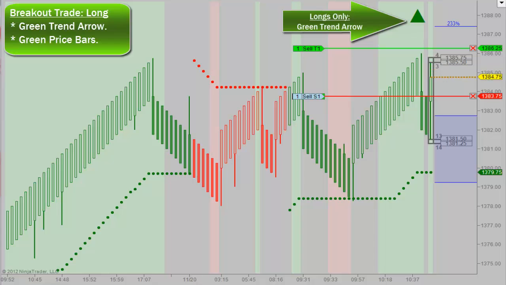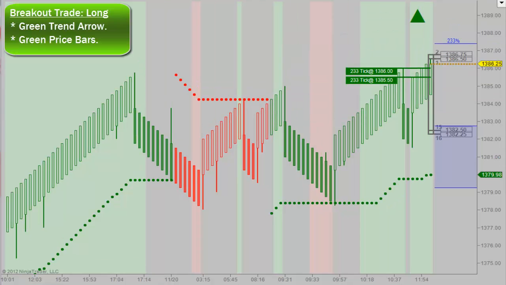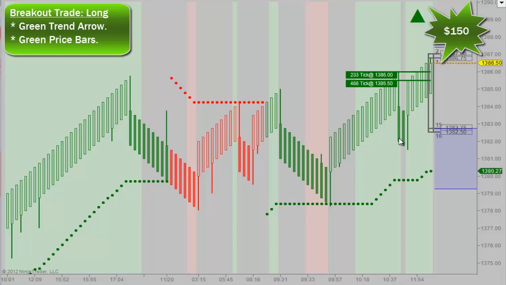The whole key is to have the green arrow and the green trend bars working together. All right, so there you go. There's our trade for today on the S&P E-minis using the Income Trader Breakout: green arrow, green price bars, making sure the market's in an uptrend.